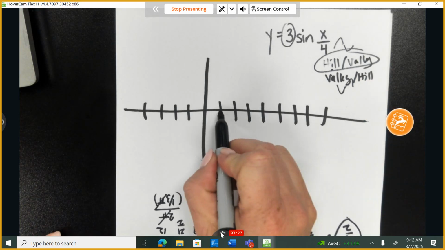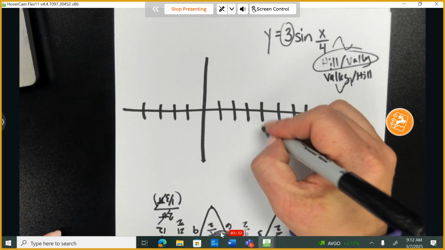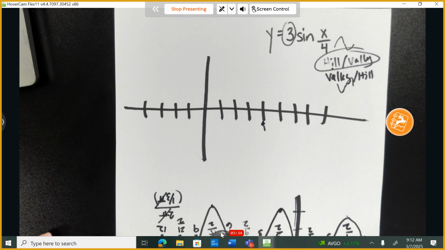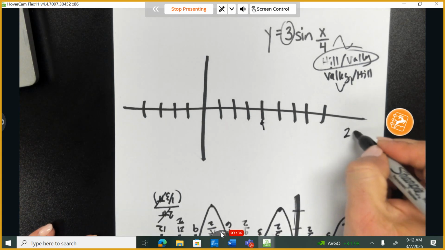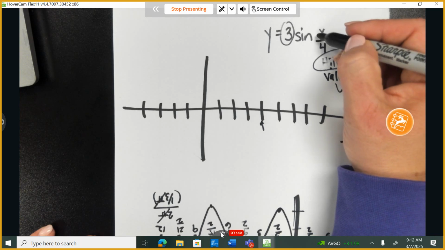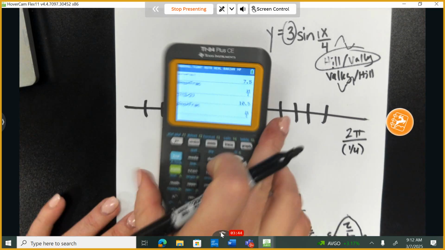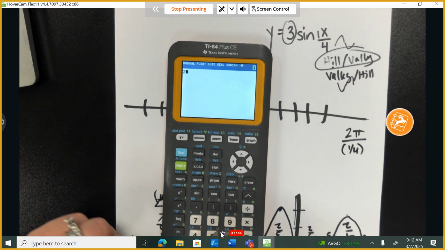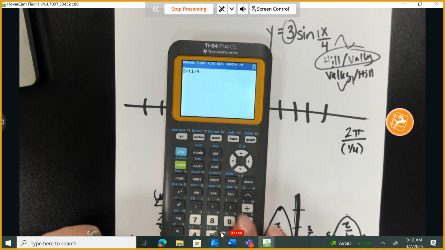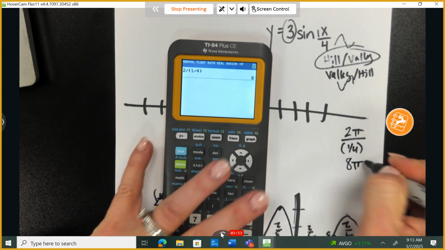We're going to start by predicting the length of the period. So 1, 2, 3, 4. After I do one cycle, how far horizontally is it? I always take 2 pi and divide by whatever is stuck with the x. It's not a 4 stuck with the x, it's a 1/4. So I'm going to divide by 1/4. I'm going to omit the pi symbol and go 2 divided by 1/4. I get an answer of 8, and then I put the pi symbol back on.